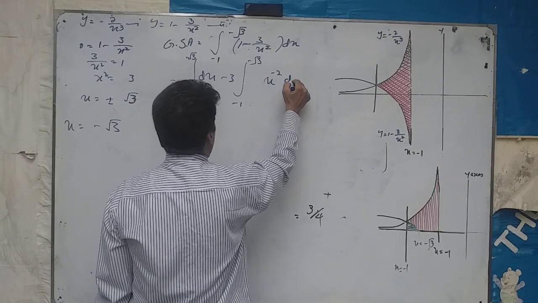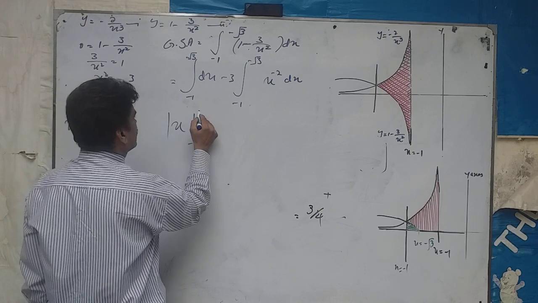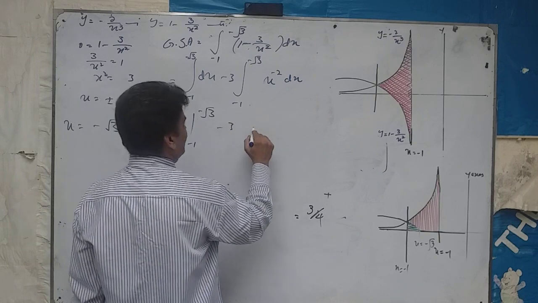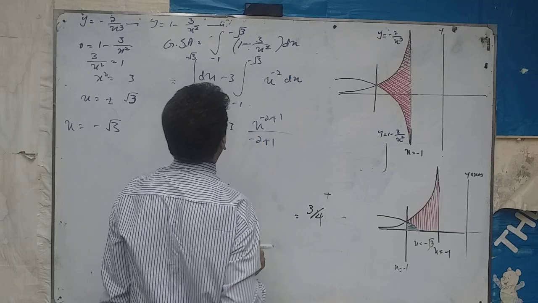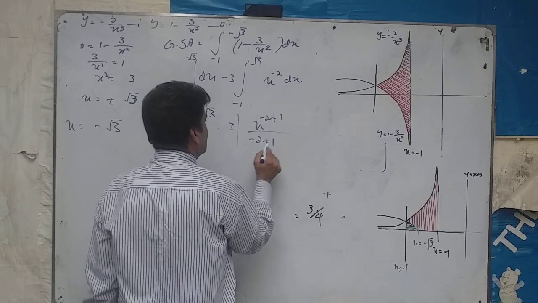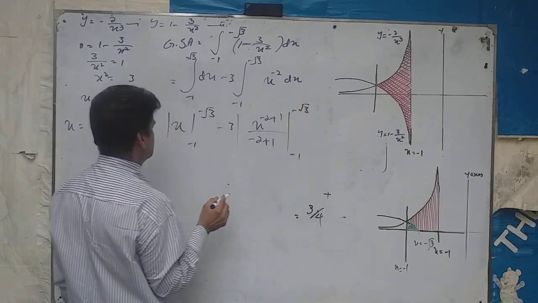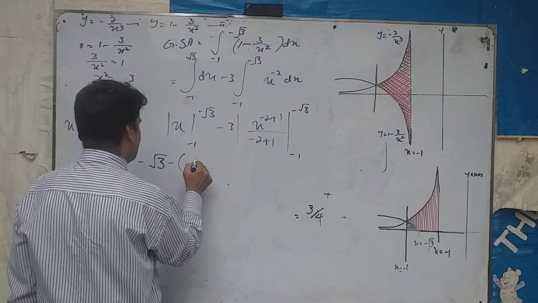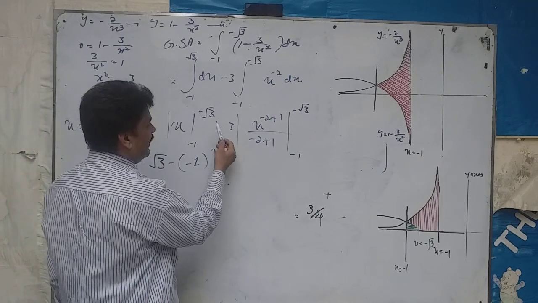of x raised to power minus 2 dx. Integral of dx is x, minus 3 times the integral of x to the power minus 2 plus 1 divided by minus 2 plus 1, with limits of integration minus 1 to minus under root 3. We get minus under root 3 minus, multiply by minus 1. This minus makes a plus.